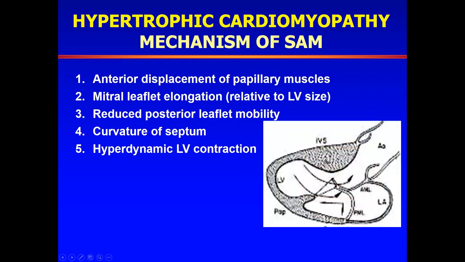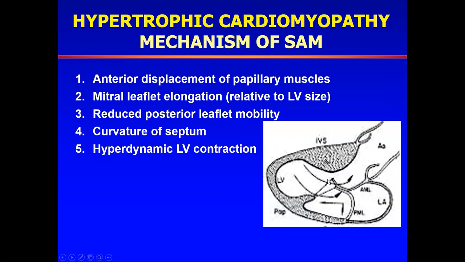Another thing that is happening is that the mitral valve anterior leaflet is elongated relative to the LV size, and being elongated, along with the reduced mobility of the posterior leaflet, you end up with a segment of the anterior leaflet that is not covered by the posterior leaflet, so to speak.